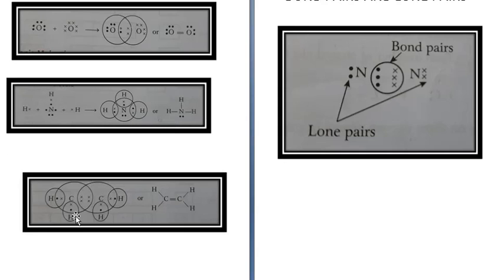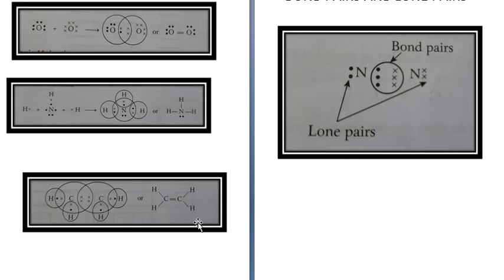Now let us see another example, that is ethylene or ethene. One carbon has 4 electrons and shares them with hydrogens. Each carbon bonds with 2 hydrogens, but still the octet is not complete, so the two carbons share 2 electrons each. Between the 2 carbons there is a double bond, and with the hydrogens there are single bonds. In this way, we get the ethylene molecule.